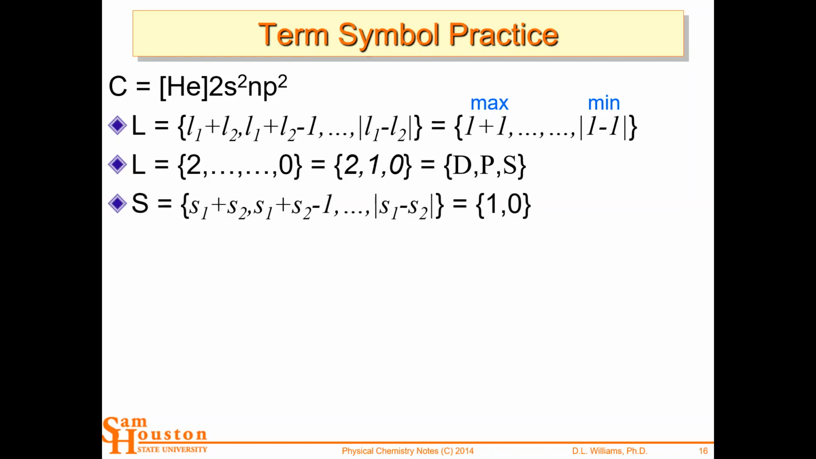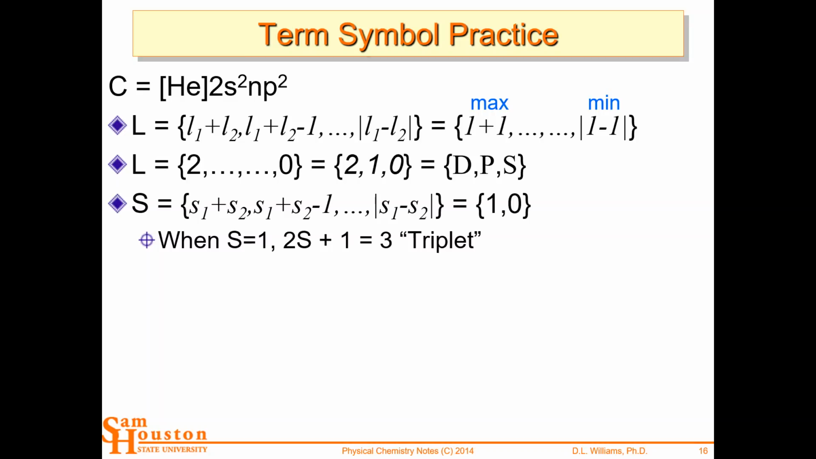Then we have the spins of those electrons. Again, they can be plus 1/2 each. So that's the max value. So the max value is 1/2 plus 1/2, which is 1. The min value is 1/2 minus 1/2, which is 0. And so these are going to give us our superscripts once we multiply them by 2 and add 1 to get the multiplicities. So when S is 1, 2S plus 1 is 3, which is a triplet.